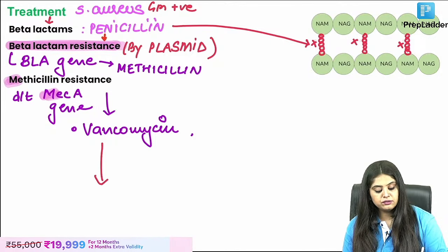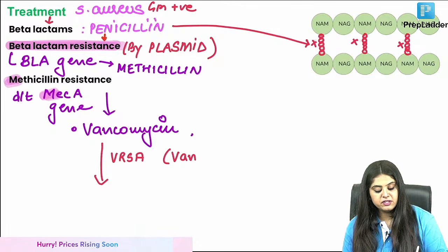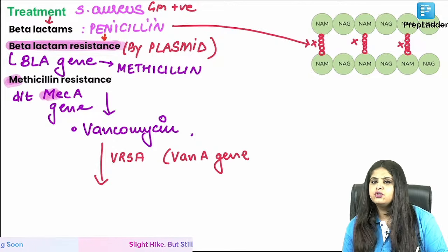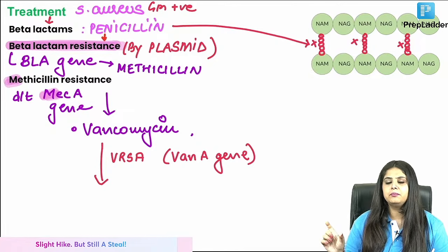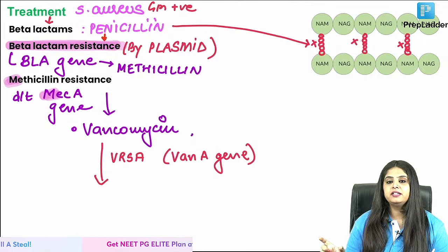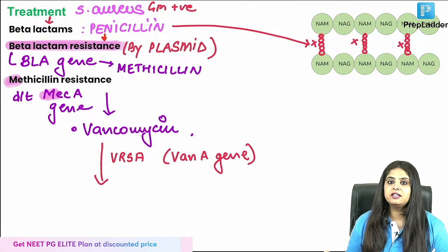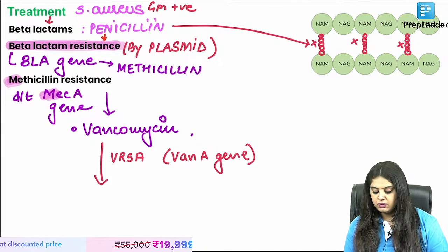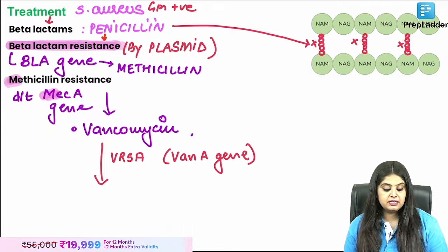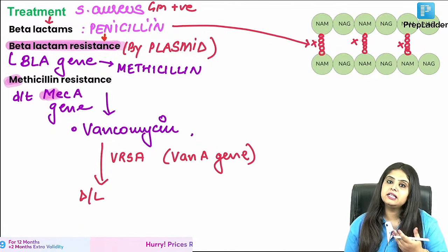Now this bacteria is so bad, it has become vancomycin resistant Staph aureus. By which gene? By the VAN-A gene. जो drug का नाम वो gene का नाम. Penicillin के साथ BLA, methicillin के साथ MEC-A. With vancomycin, it is VAN-A gene. And then you are like, okay ma'am, we can give daptomycin, we can give linezolid. Then the list is endless.